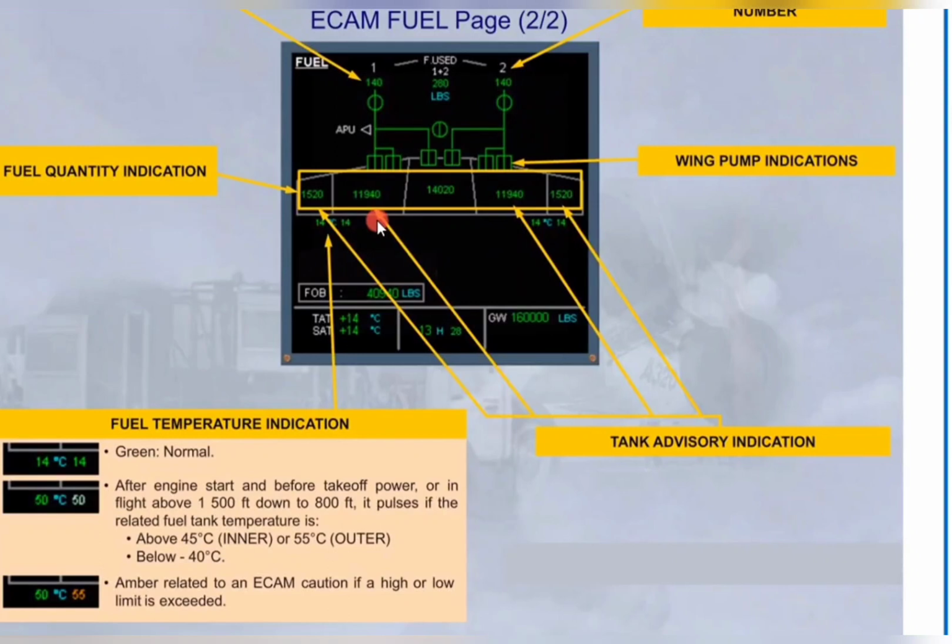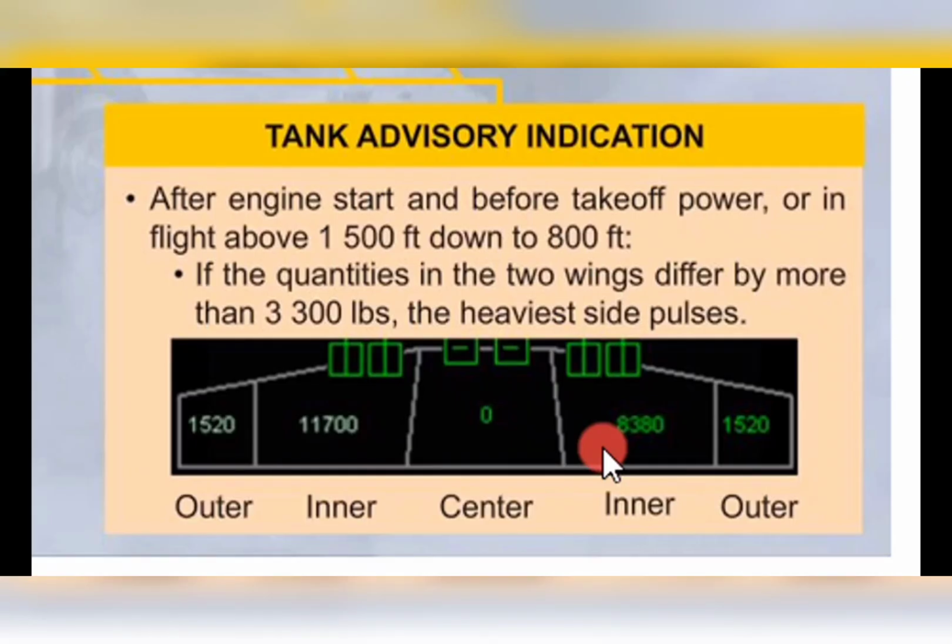Every tank is displayed with how many degrees it is, and if it pulses, that means it is abnormal. Above 45 degrees or 55 degrees, it's not allowed, or below minus 40 degrees Celsius, that means fuel is either freezing or it's abnormal temperature conditions for fuel. Amber related to aircraft is always a warning.